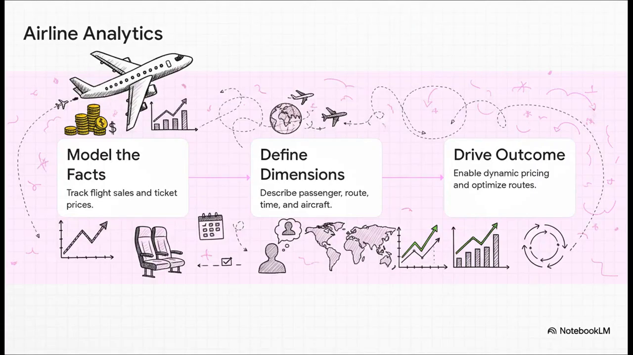Or what about something more complex, like an airline? Okay, step 1, you model the facts. That's your ticket prices, your baggage fees, the number of seats sold. Step 2, you build out the dimensions. That's the passenger information, the flight route, the kind of plane it was. And what's the result, the outcome? The airline can now do some seriously powerful analysis. They can create dynamic pricing models, they can figure out which routes are most profitable, and that directly impacts their bottom line. That is the real power of dimensional modeling.